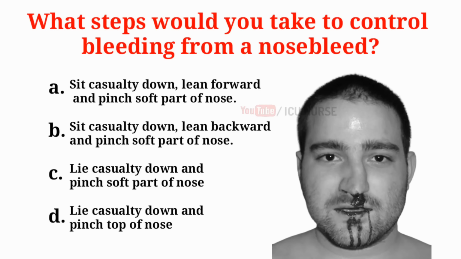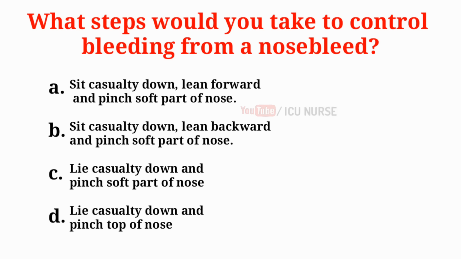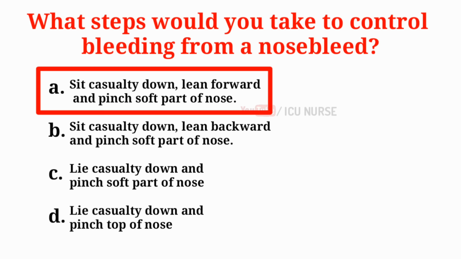What steps would you take to control bleeding from a nosebleed? A. Sit casualty down, lean forward and pinch soft part of nose. B. Sit casualty down, lean backward and pinch soft part of nose. C. Lie casualty down and pinch soft part of nose. D. Lie casualty down and pinch top of nose. And the correct answer is A. Sit casualty down, lean forward and pinch soft part of nose.